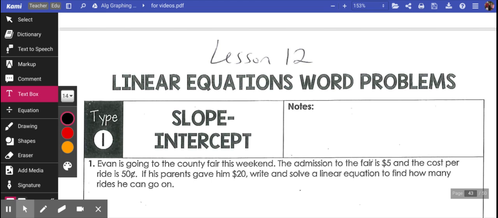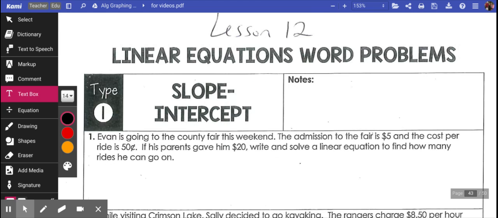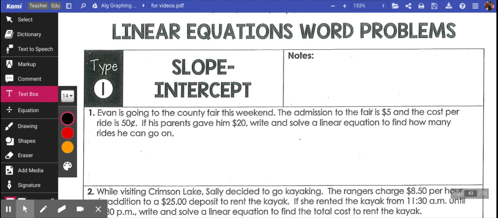Okay, lesson 12 on word problems. So the first type is called slope-intercept.